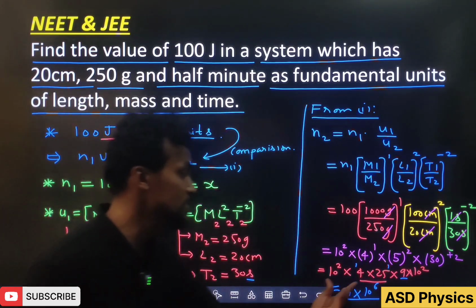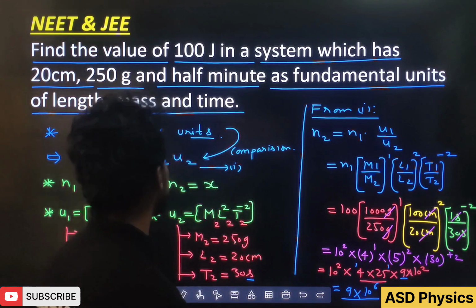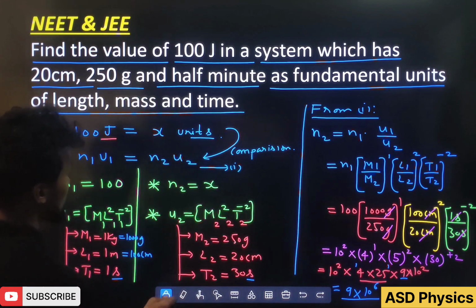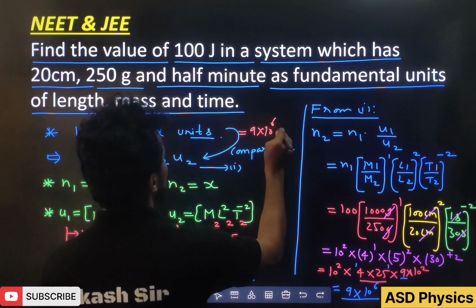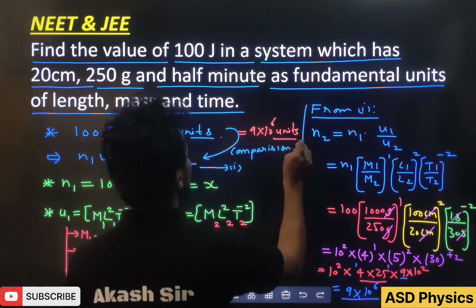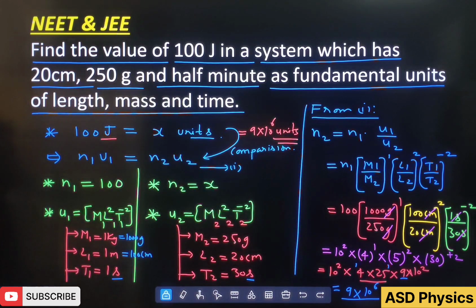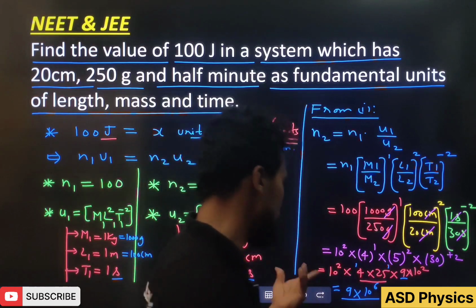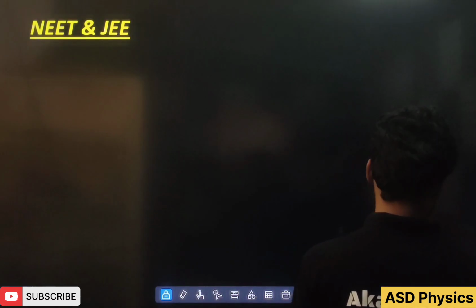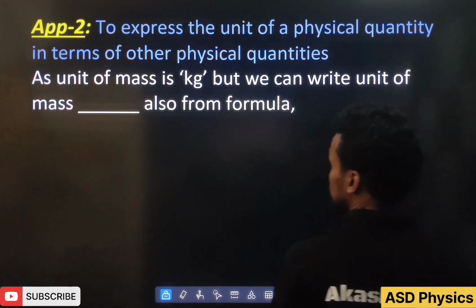What is coming, students? 9 into 10 to the power 6. So anyhow we are getting the value of x as 9 into 10 to the power 6 units. So 100 joule is 9 into 10 to the power 6 units. You can see in how easy and basic a way we have converted from one system of unit, that is MKS, to a new system of unit, that is neither CGS nor FPS. Some new one is there. So there we use this M1U1 and N1U1, N2U2 and all.